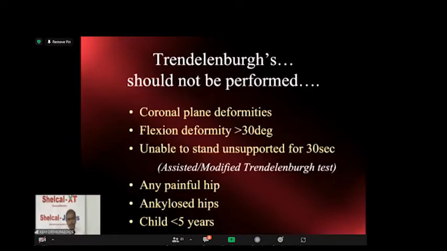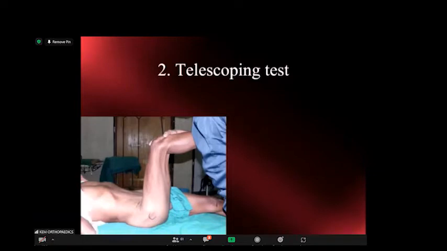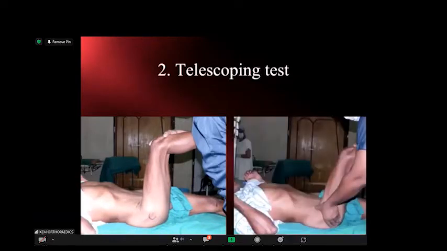Next, any painful hip, ankylosed hip, or children less than 5 years: the Trendelenburg test should not be performed in these types of conditions. Next comes the telescoping test. In the telescoping test, you must flex the hip and knee to 90 degree, put your finger on the tip of the greater trochanter and give push and pull.